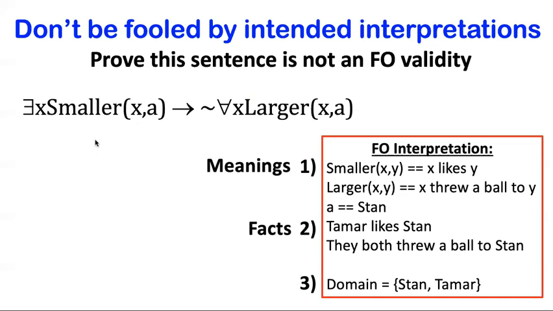So there's two points here. One is, don't be fooled by intended interpretations and assume that you always have to interpret the meanings of these things the way in which the predicates are intended to be. Secondly, if an interpretation works for one sentence and another sentence is structurally identical to it, then the interpretation will work for it too, because logic is all about structure.